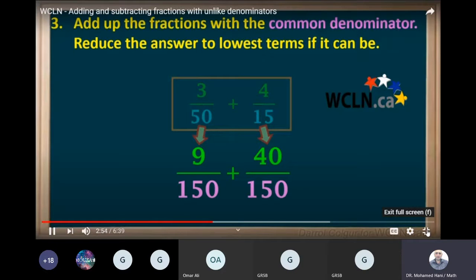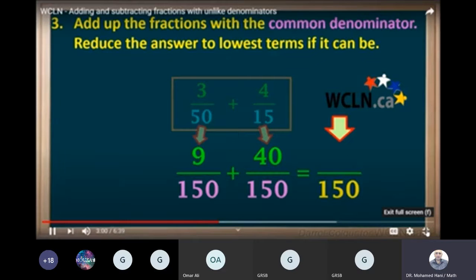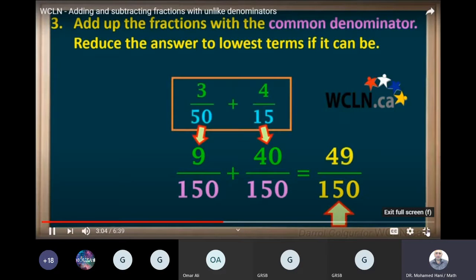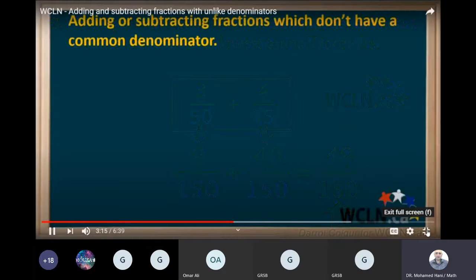In the third step, we add up the fractions with the common denominator. The denominator of the sum will be 150, and the numerator will be 9 plus 40, which is 49. 49 over 150 cannot be reduced to simpler terms, so the final answer to our question is 49 over 150.